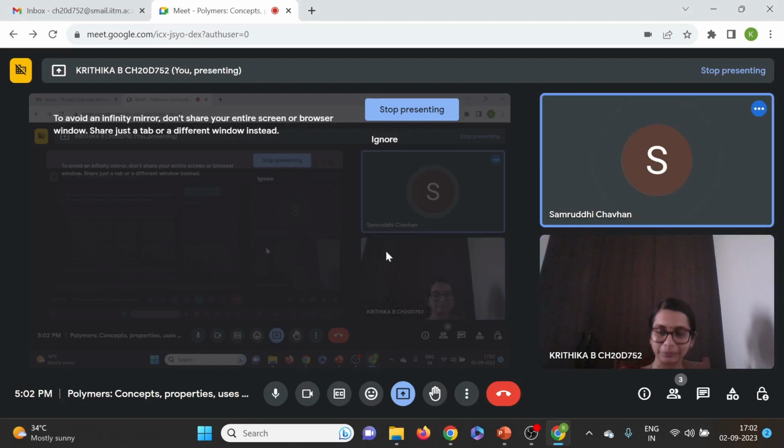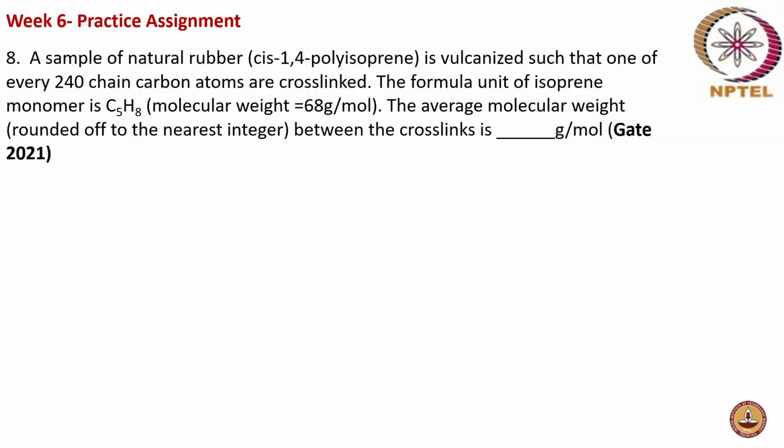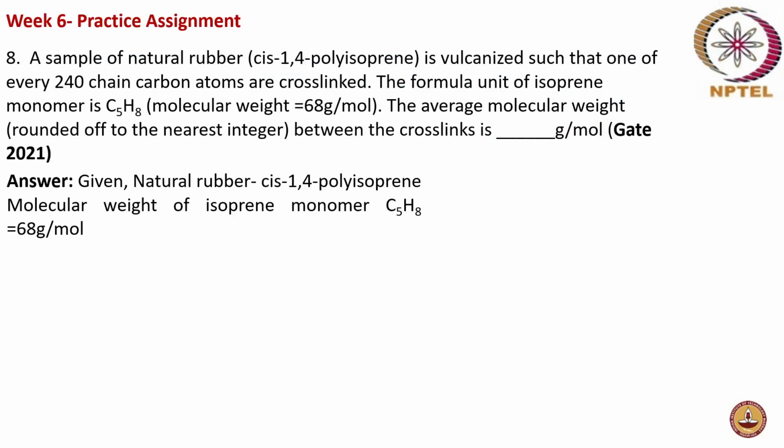No, ma'am. Okay. Let's proceed to solve this. They have given natural rubber, cis-1,4-polyisoprene, and the molecular weight of the isoprene monomer, C5H8, is 68 gram per mole. Next, they have given the carbon atoms between crosslinks, which is 240.